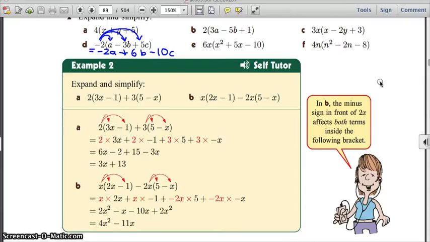Are there any like terms there, Kayla? Any like terms? Any things that are like? No, there's not. So we've got to leave it like that. Is there any from question 2 you'd like me to go through, or that's okay? It's okay.